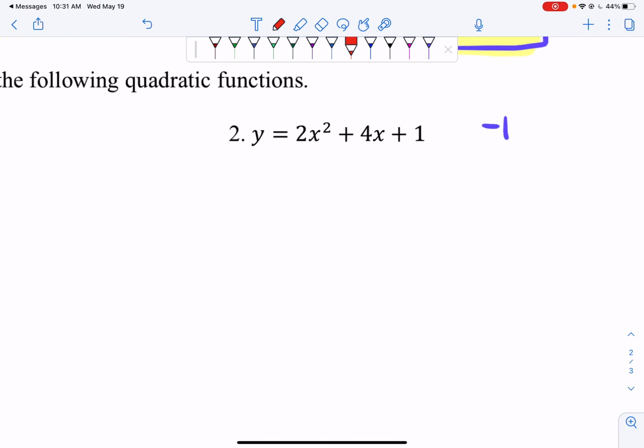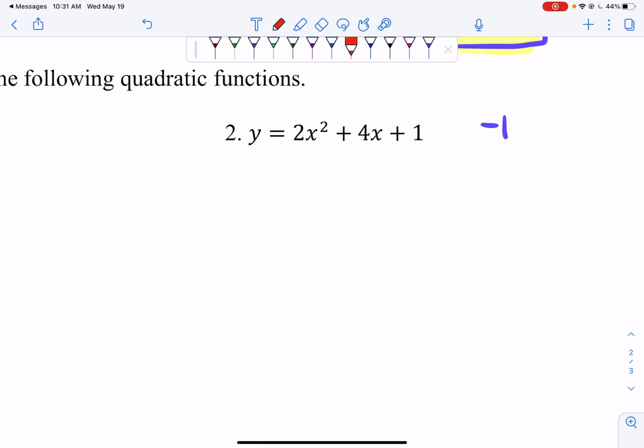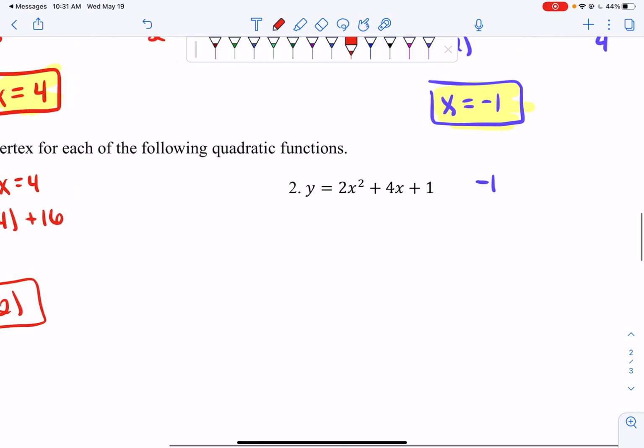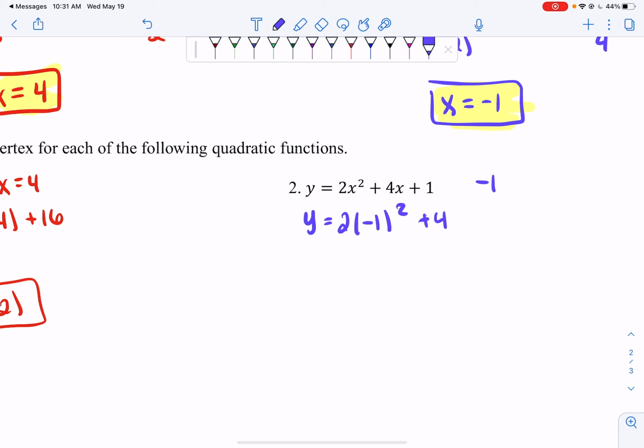Number 2, I have y equals 2x squared plus 4x plus 1. We said our axis of symmetry was negative 1, so everywhere I see an x, I just plug in negative 1. Type that into your calculator. What do you get? Very good. I get negative 1. So that means my vertex is negative 1, negative 1.